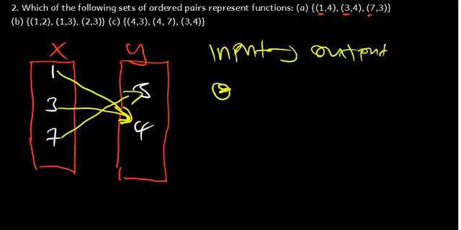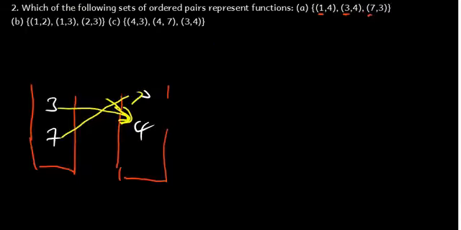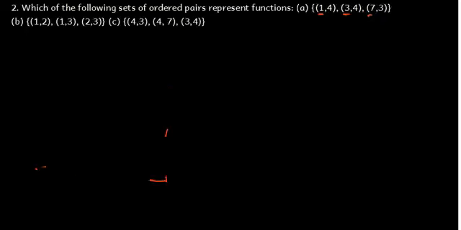Then the next point, we can see that we can have two different elements of x going to the same element of y, but it is not possible to have two different elements of y going to one element of x. Okay, so this is a function. Okay, so let's go to part B. We see if that is a function.